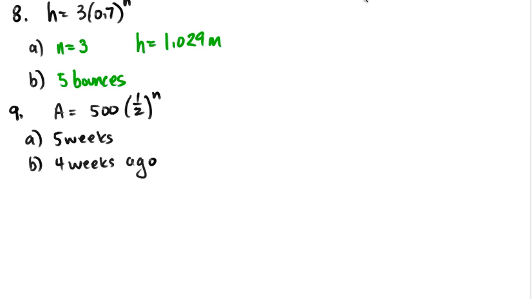Number 9, the formula is given to you in 5 weeks, where n is the number of weeks. You just substitute in a 5 on the top and it becomes a calculator question. For 4 weeks ago, just make sure that you're using a negative. 4 weeks ago is negative 4 weeks.